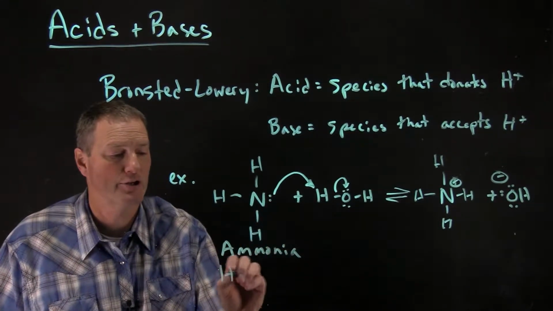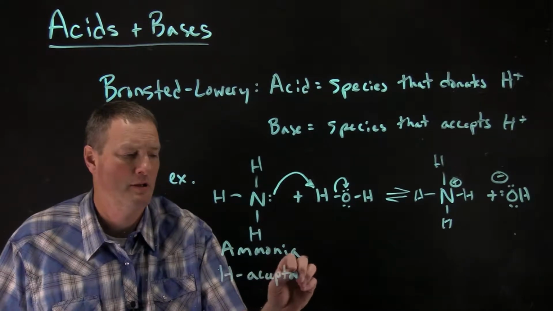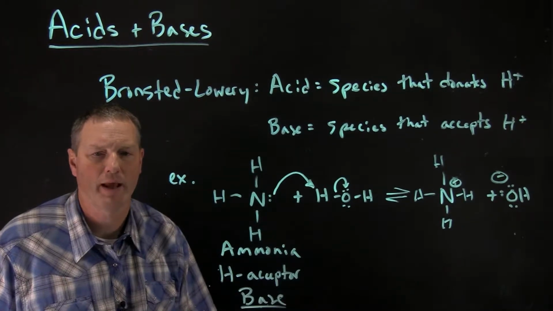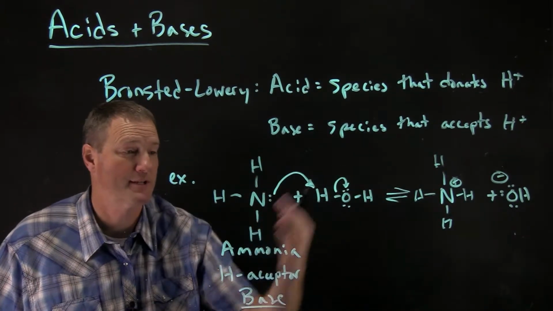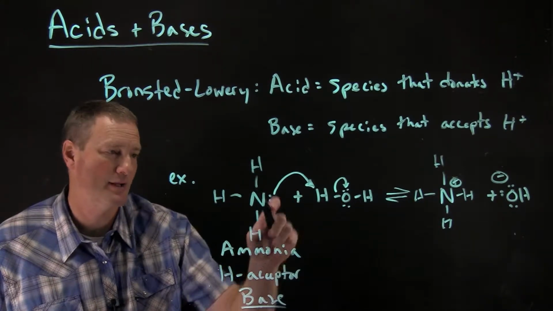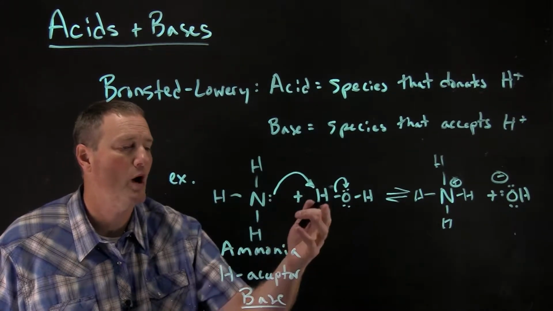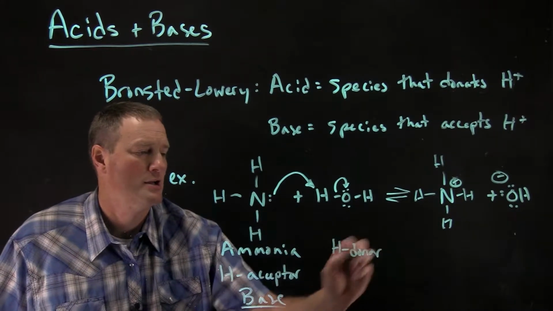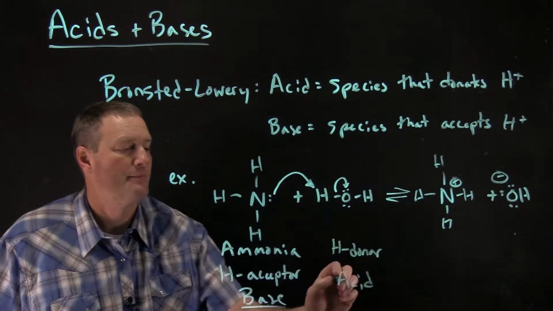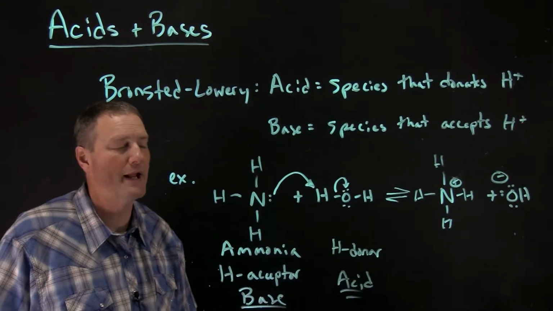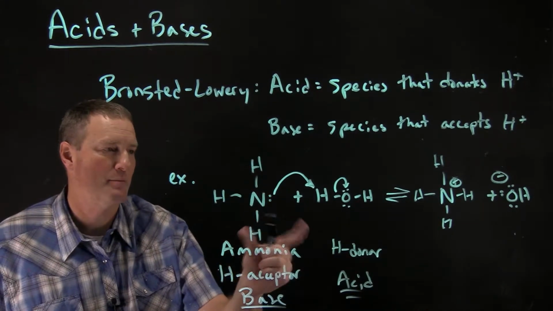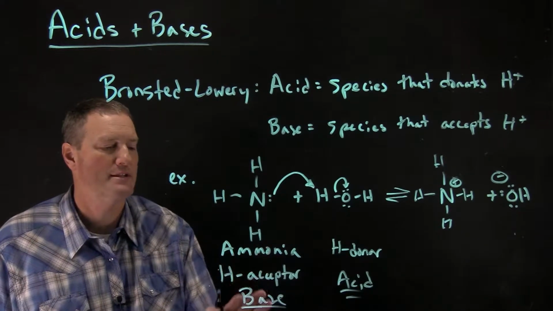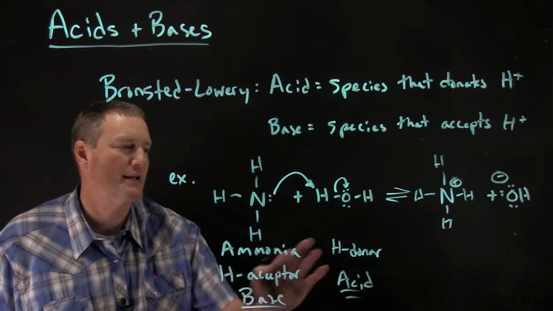In this case, the ammonia is the H acceptor, so this is the base. Again, it's a species that accepts a hydrogen. In this case, ammonia is accepting the hydrogen from water. Therefore, water in this case is going to be the H donor, so this is the acid. One thing I also want to point out is whenever you mix an acid and a base together, you get the conjugate acid and base pair. So if this is the base, ammonia, it's going to give its conjugate acid.